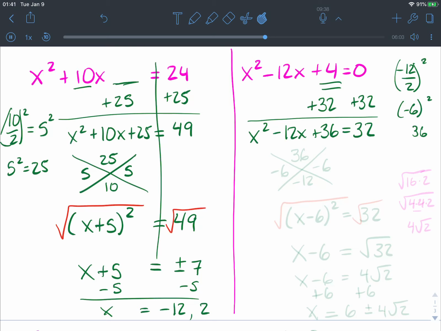And here we have to solve it. So we're looking for two numbers that multiply to 36 and add up to negative 12. And when we complete the square, it's going to be the same number twice. So x minus 6 times x minus 6, or x minus 6 squared, is equal to 32. The next thing we can do is take the square root of both sides.